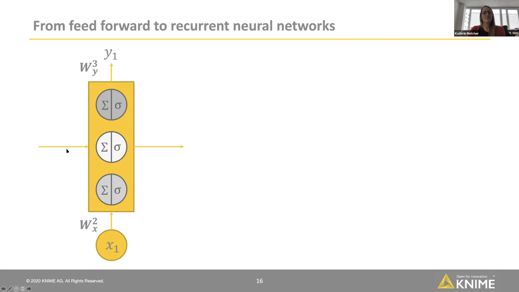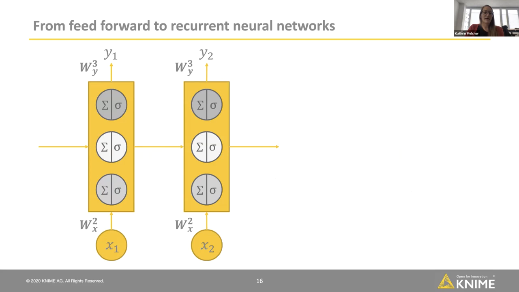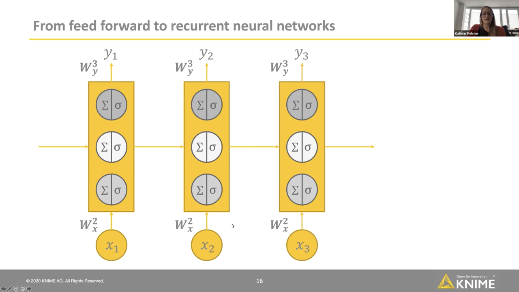And now I just take multiple copies of the same network. This means really the same weights, so we share the weights in the different steps. And I always apply this network to the different values in my sequence. But in addition, this network always has an additional input, where we also have some of the information that the network saw in the previous steps.